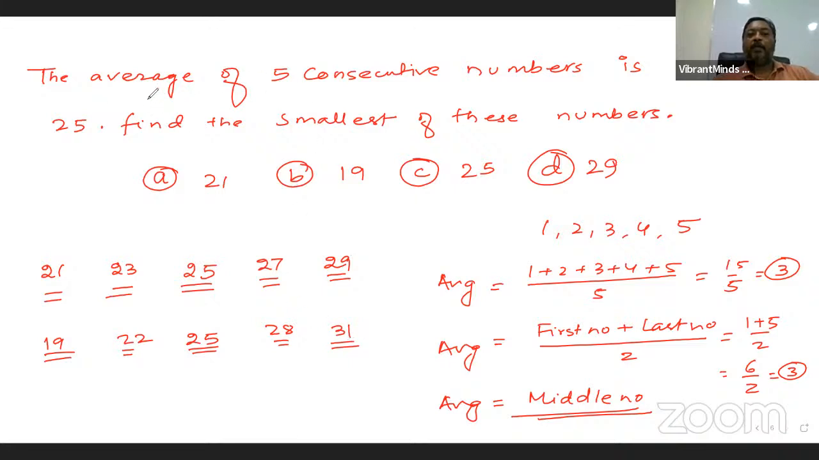So what I am asking is, the average of 5 consecutive numbers is 25. Find the smallest of these numbers. What will be the smallest? 19. And what will I mark? I will mark 19, option B, as my answer.